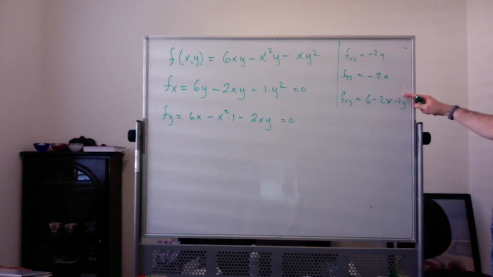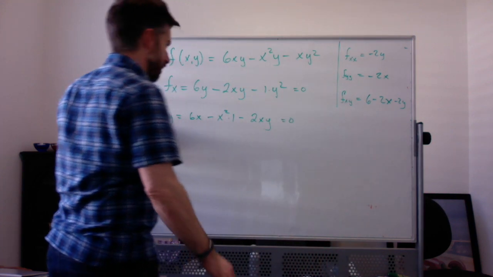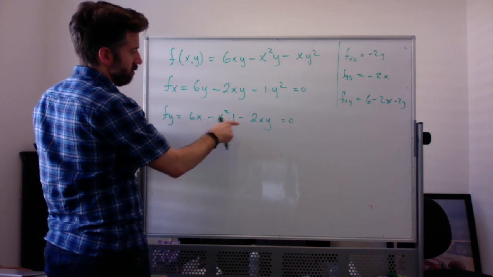And fxy is actually complicated. The derivative with respect to y is 6 minus 2x minus 2y. Same deal here. If this is fyx, you would get 6 minus 2x minus 2y.